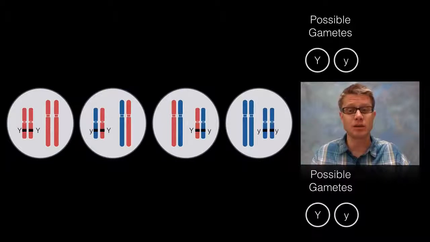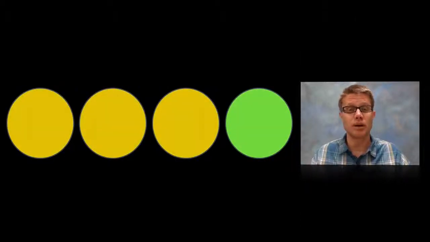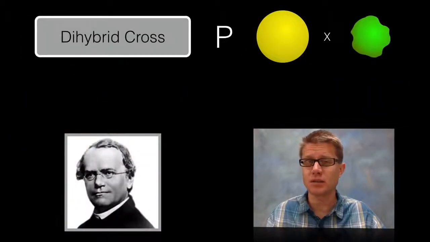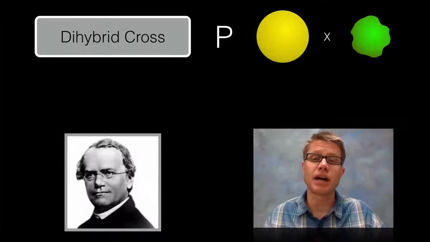And so how many possibilities do we get? We get a 3-to-1. Now the Punnett square worked great. We didn't learn anything new really by looking at the level of the chromosome. That's about to change. Now let's look at a dihybrid cross.